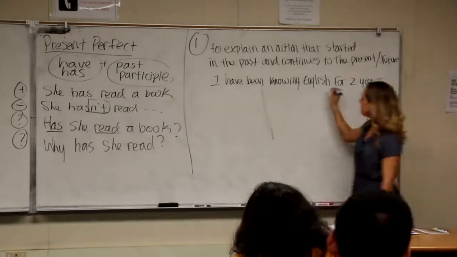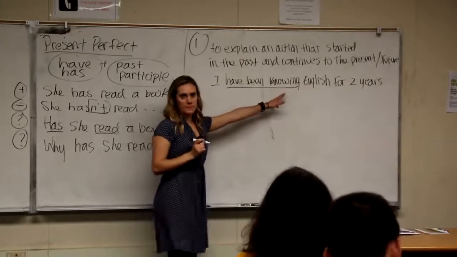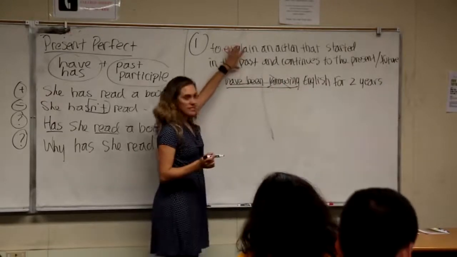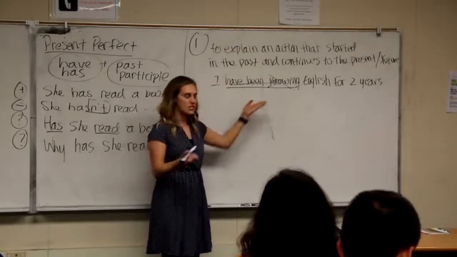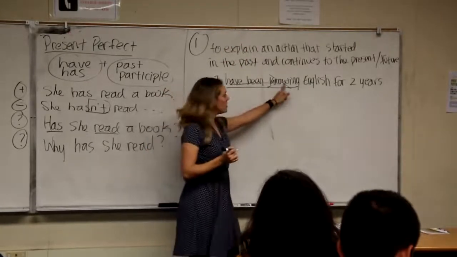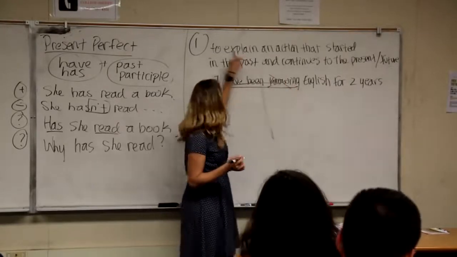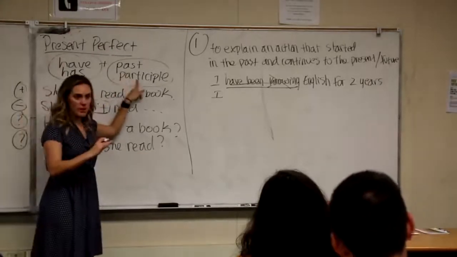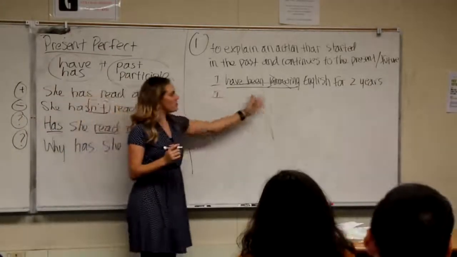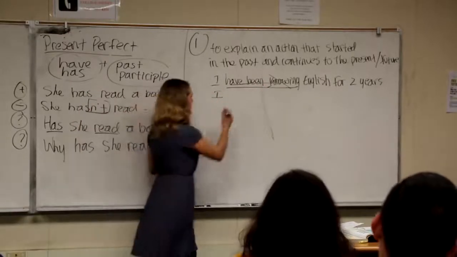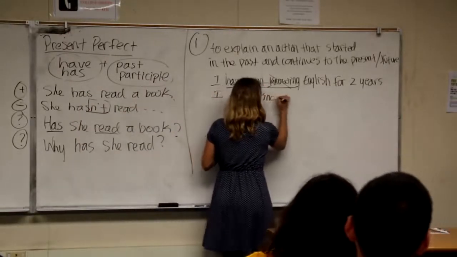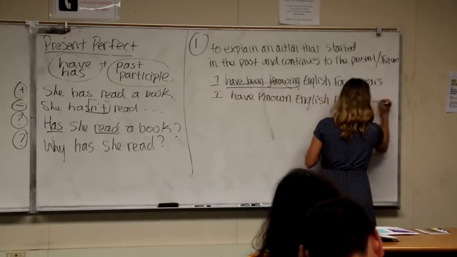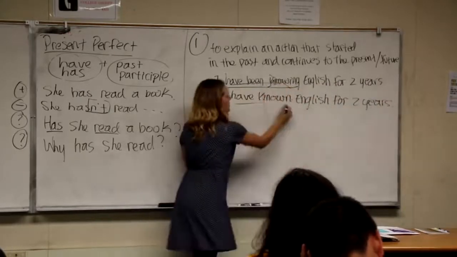Why not? Because know is non-action. So you can't use non-action with ing, right? But you can use it with present perfect. And present perfect is have or has plus the past participle, no ing. So how can we say this sentence? I have known English for 2 years. Okay, this works, right?